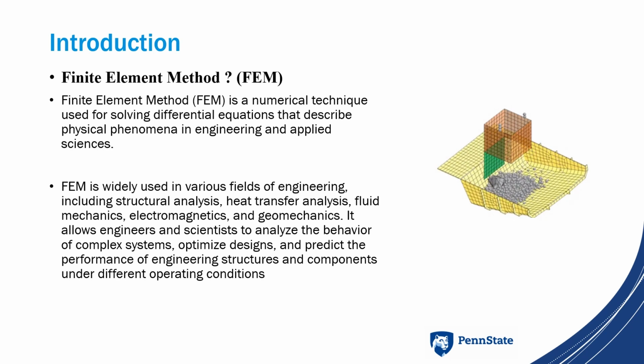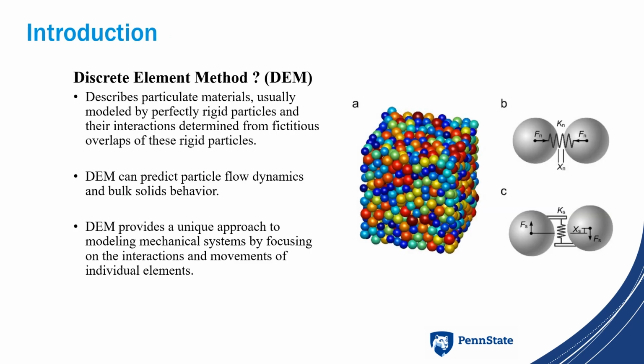It allows engineers and scientists to analyze the behavior of complex systems, optimize design, and predict the performance of engineering structures and components under different operating conditions. The discrete element method is a computational technique used for predicting the mechanical behavior of materials and structures composed of discrete, separate components such as grains, stone blocks, and bricks. It's particularly useful for analyzing the behavior of materials like corn in a silo, dry sand, rubble, or structures like monastery arches and old stone bridges.